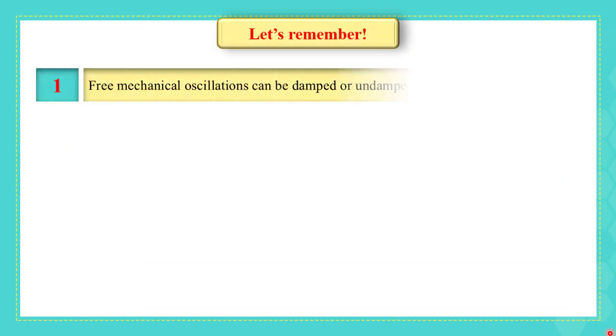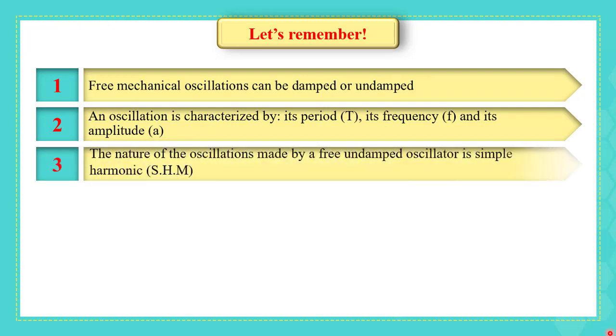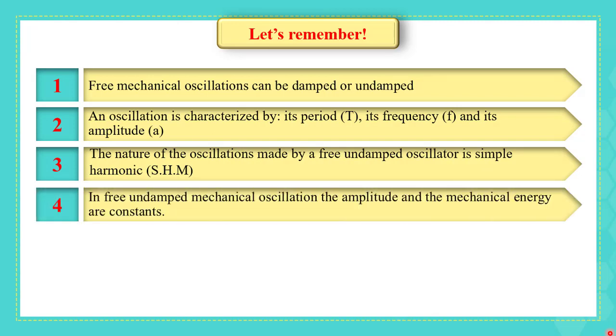First, it's good to remember, in the previous videos we have mentioned that free mechanical oscillations can be damped or undamped. An oscillation is characterized by its period, frequency, and amplitude. The nature of oscillations made by a free undamped oscillator is simple harmonic motion. In free undamped mechanical oscillation, the amplitude and the mechanical energy are constants.